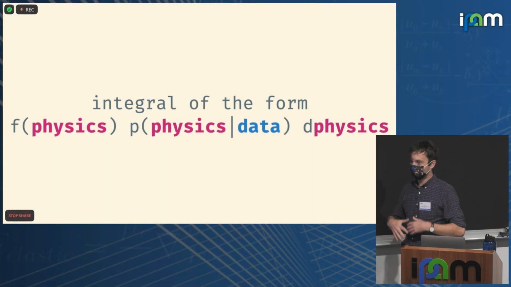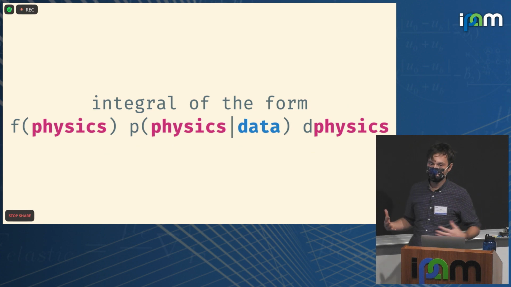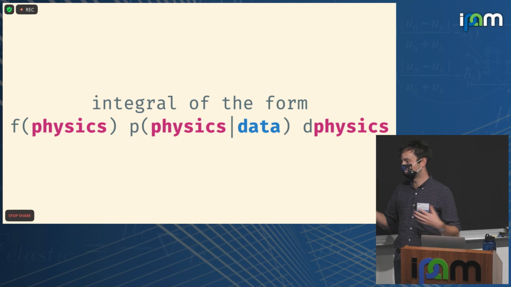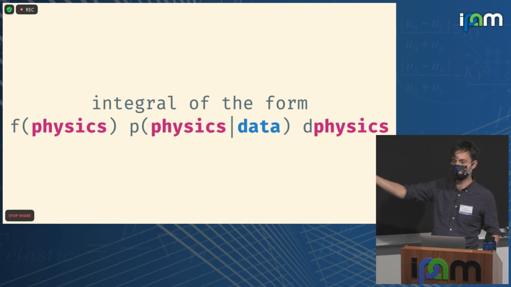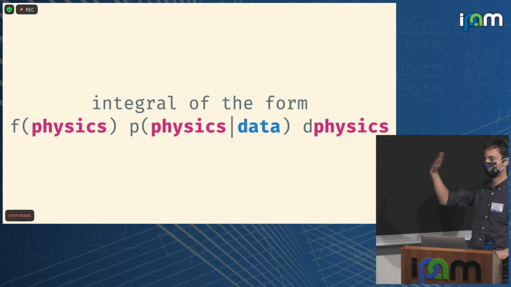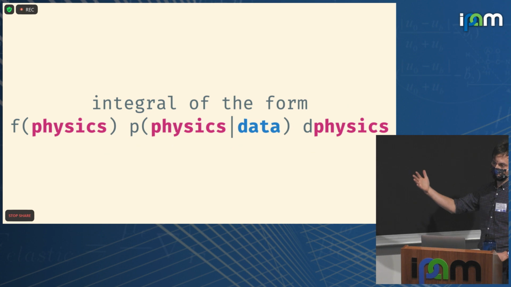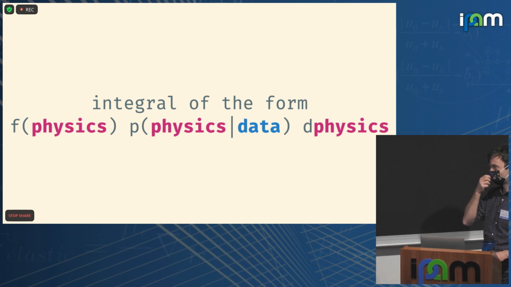So everything that we ever want to do with Bayes' theorem and probabilistic data analysis can be written as an integral of this form. I didn't know how to write an integral sign in ASCII, so it doesn't have one. You have some function of your physical parameters that you're integrating, weighted by the posterior. And in fact, this is the operation that you always want to perform.